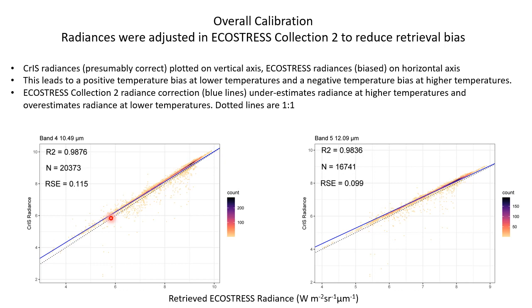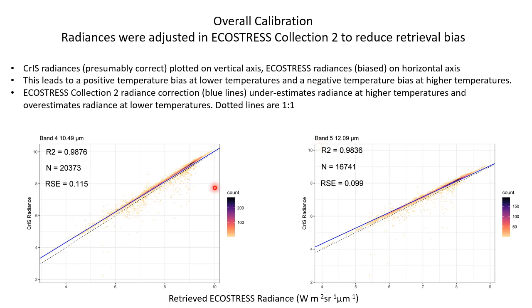And the radiances are very well correlated, R squareds of approximately 0.99, with 20,000 collocations between CrIS and ECOSTRESS. Now, what's interesting is that the ECOSTRESS engineering team has produced two versions of ECOSTRESS data. Collection 1 is the original, and in Collection 2, they did a bias correction on the retrieved radiances to try to correct the 1.3 or 1.13 Kelvin retrieved temperature bias.